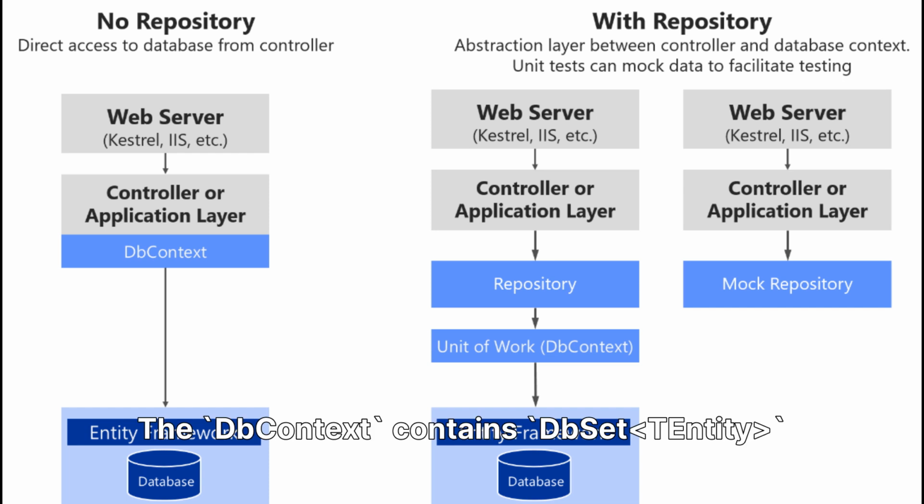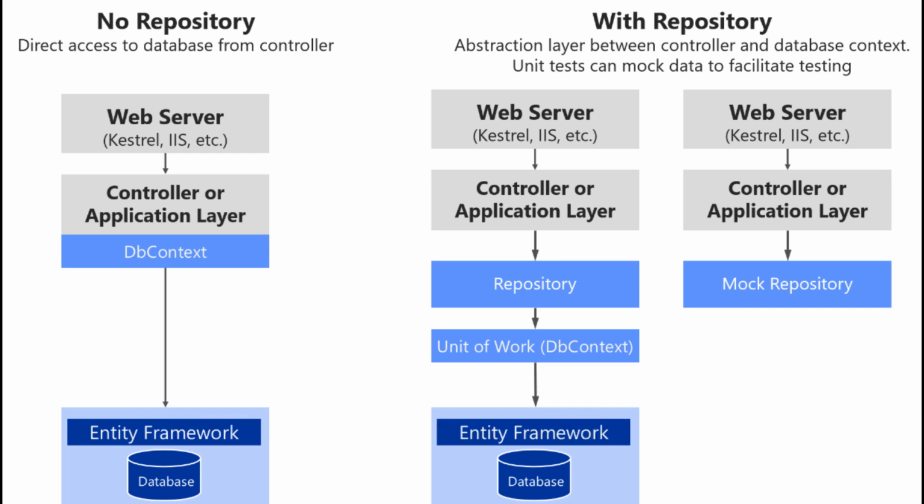The DbContext contains DbSet entity properties for querying and saving data. Each DbSet represents a collection of entities mapping to a database table. These DbSet properties are your primary entry points for querying data using LINQ and saving changes.